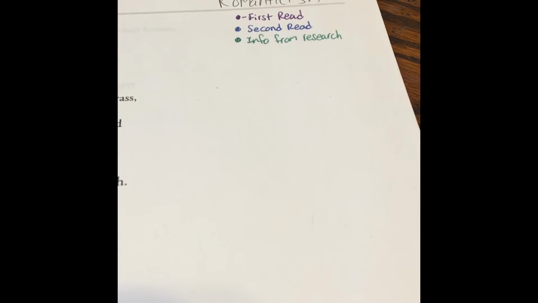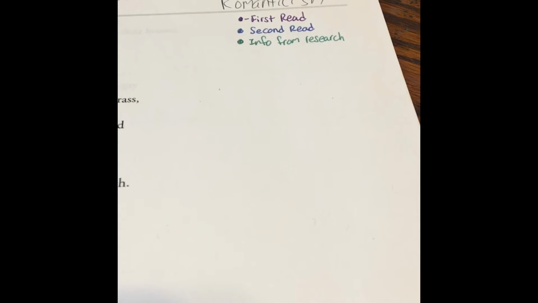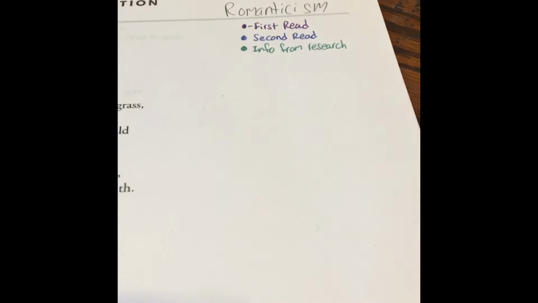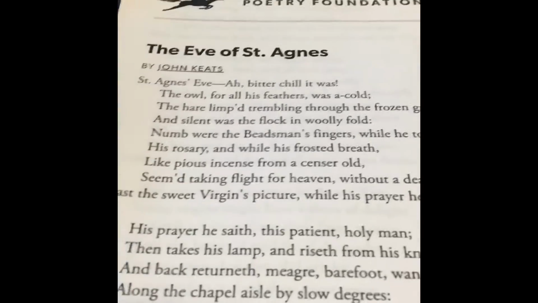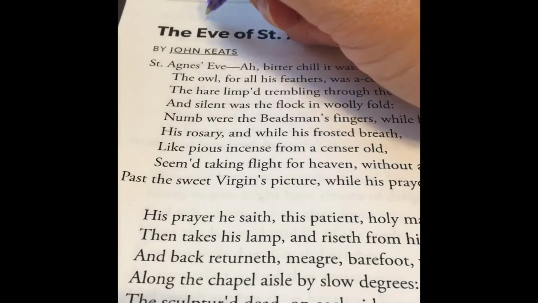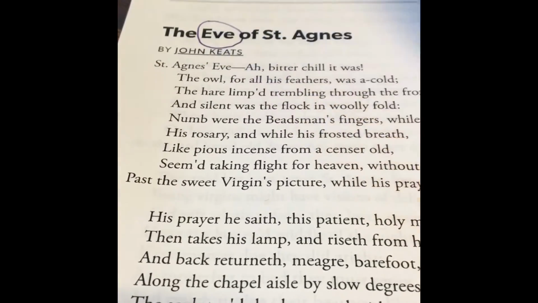I'm going to show you my key. We're going to go ahead and just keep the same colors and what they mean as we did for our first text for that consistency, and I encourage you to do the same thing. So I'm getting my purple pen for my first read through. And just like last time, we are going to start with the title. So I'm going to circle the word Eve.